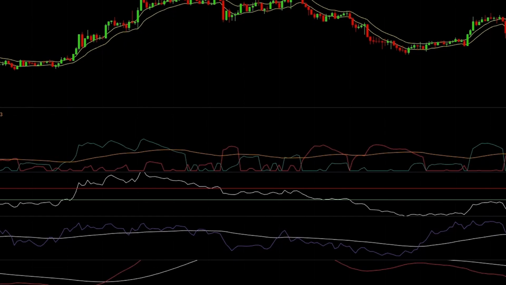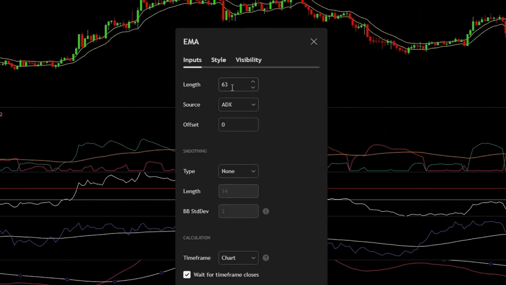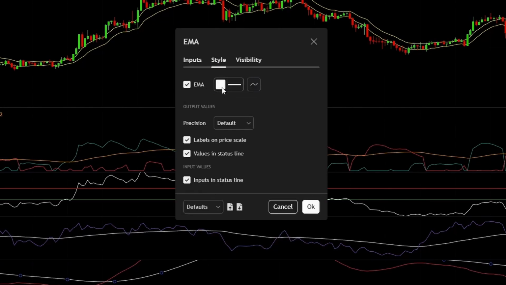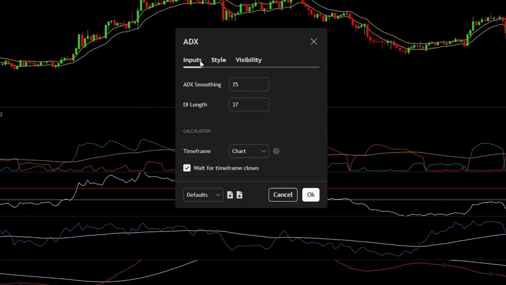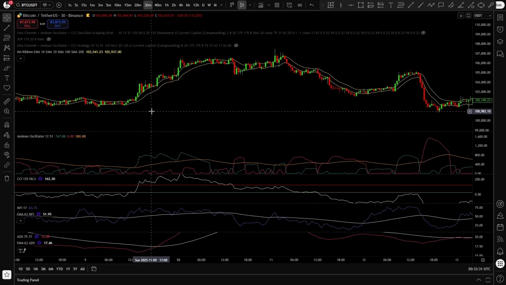Now we are doing the same process with the ADX with EMA, just like what we did with the MFI with EMA. So just place the EMA on the ADX indicator and change its source to ADX. For this EMA, also use a 63 length, and in the styles tab, I also colored it white. And for the ADX indicator, set its smoothing to 75 and the DI length to 37. And with that, we have all of the indicators correctly set up on the chart.